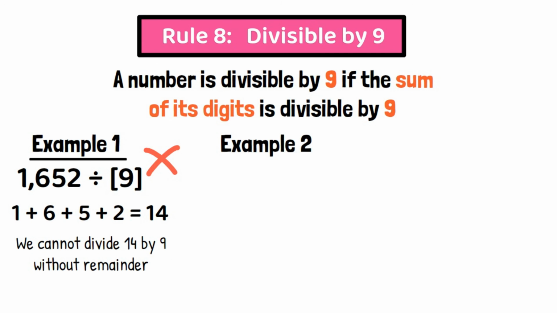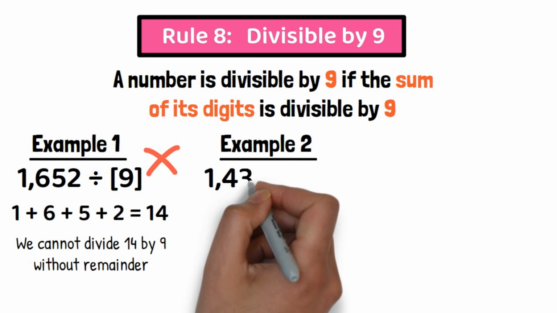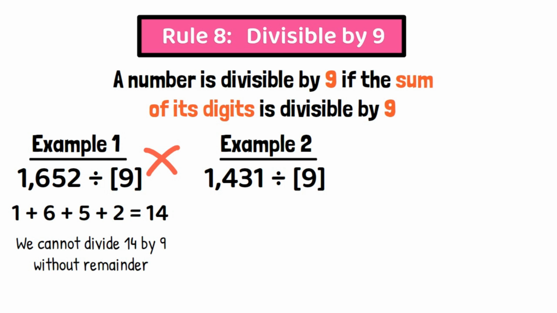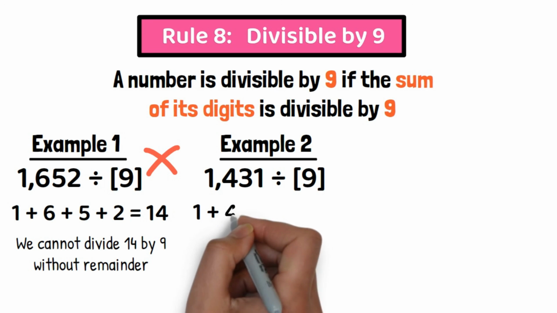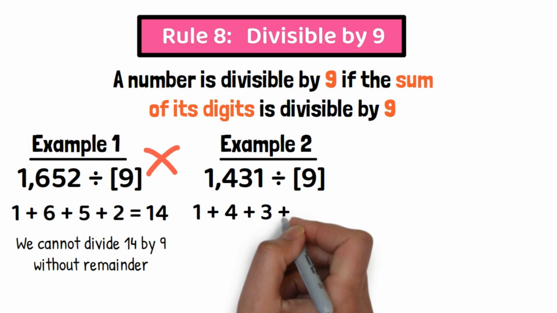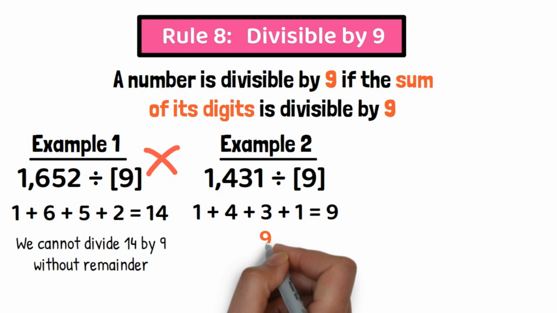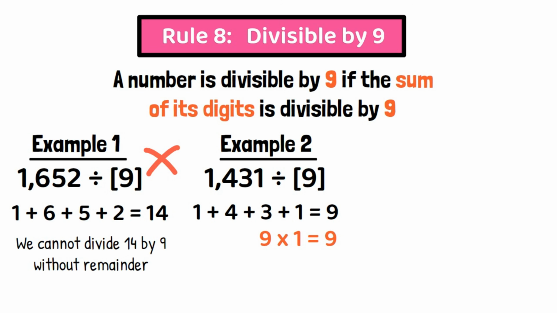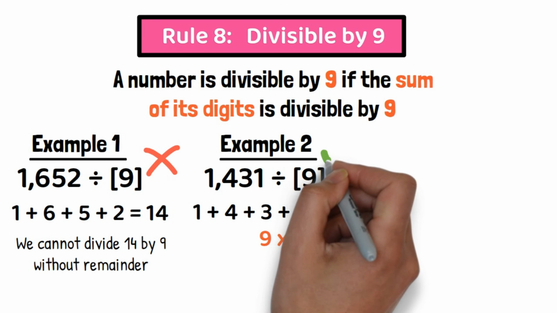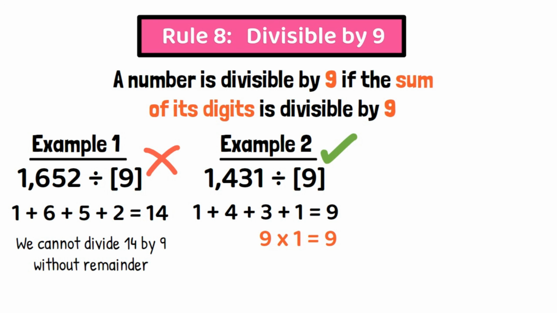Example 2. We have 1,431. Is it divisible by 9? We add up the digits. So we have 1 plus 4 plus 3 plus 1 equals 9. 9 is in the 9 times table. So our 1,431 is divisible by 9.